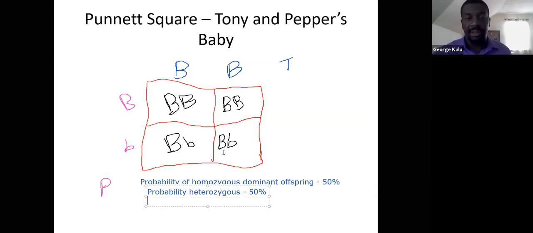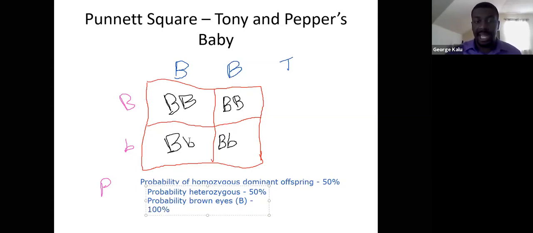Now next one, so we looked at it in terms of the genotype. Now what's the probability of having offspring that have brown hair? Or what was it? I think brown eyes, which was the dominant trait. 100%, right, because all 4 of our boxes contain at least one of the dominant alleles. Okay? And so extrapolating from that, the probability of having blue eyes would be 0%.